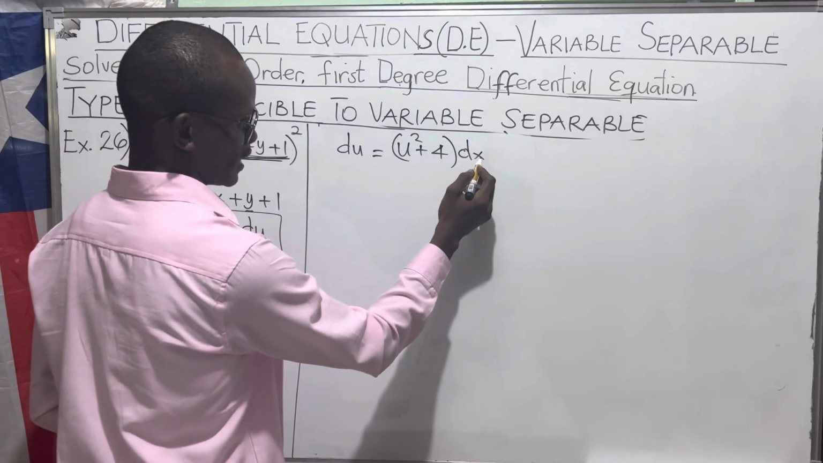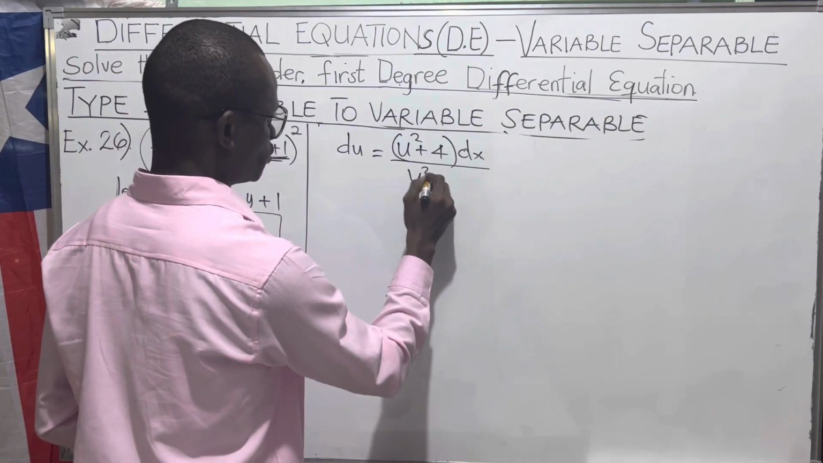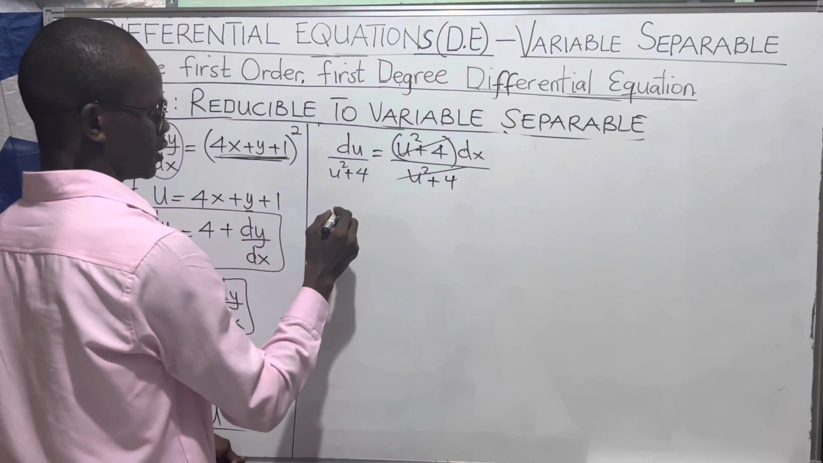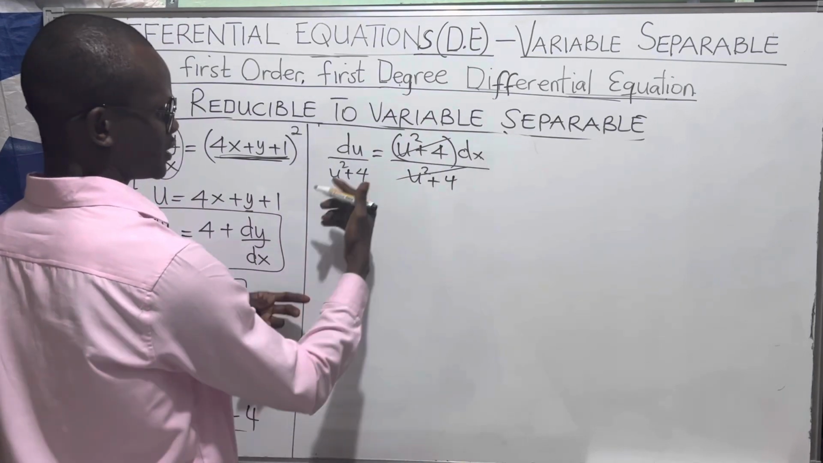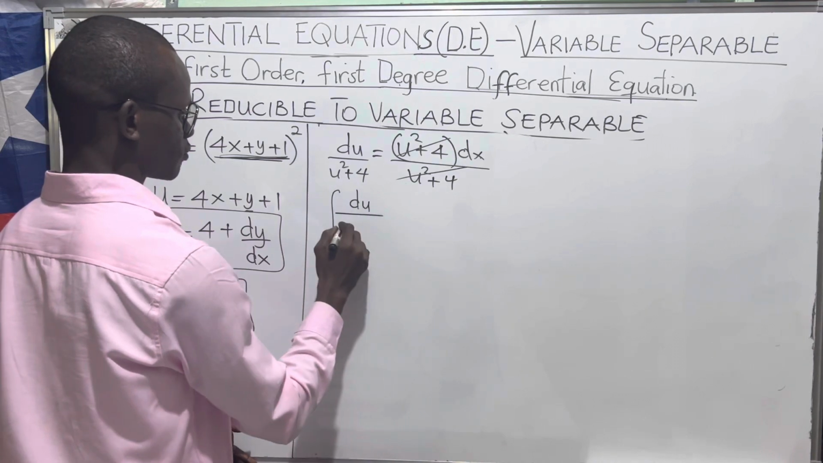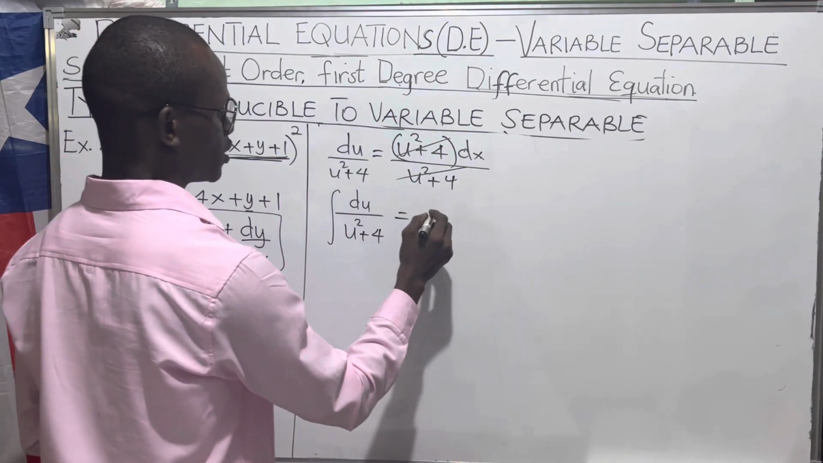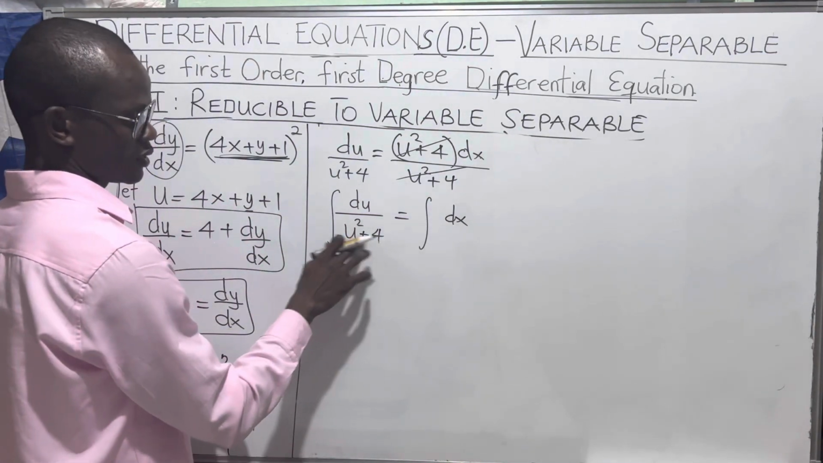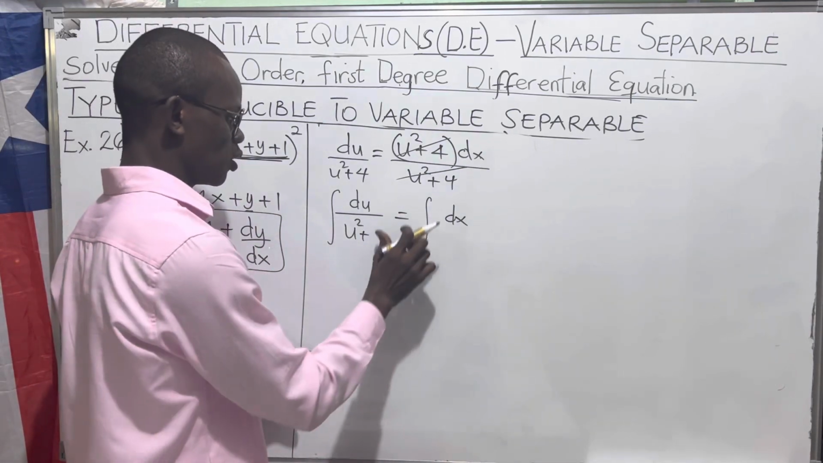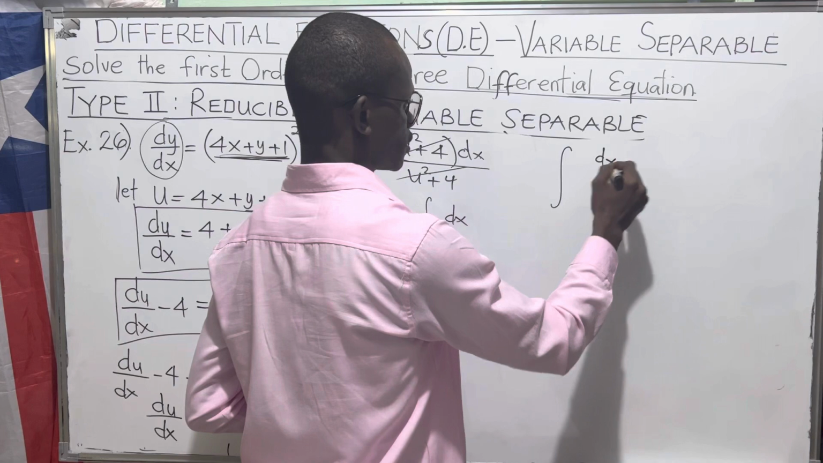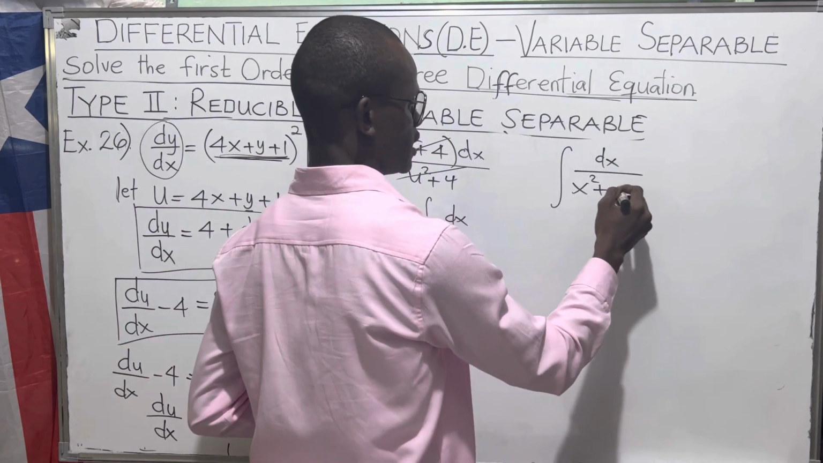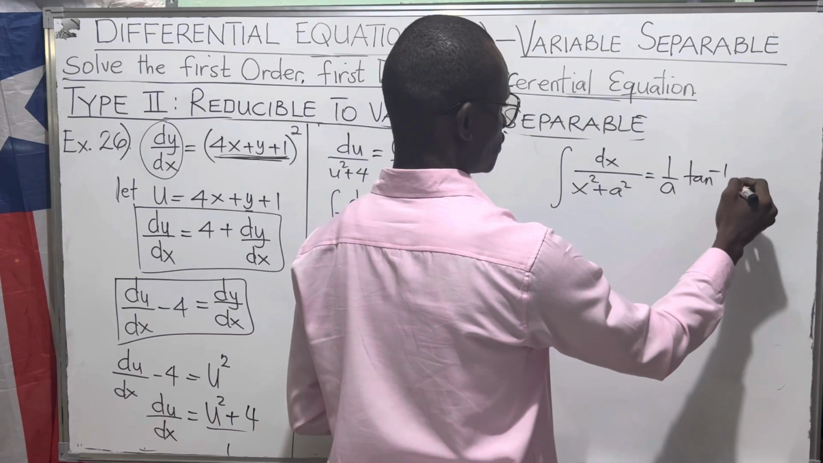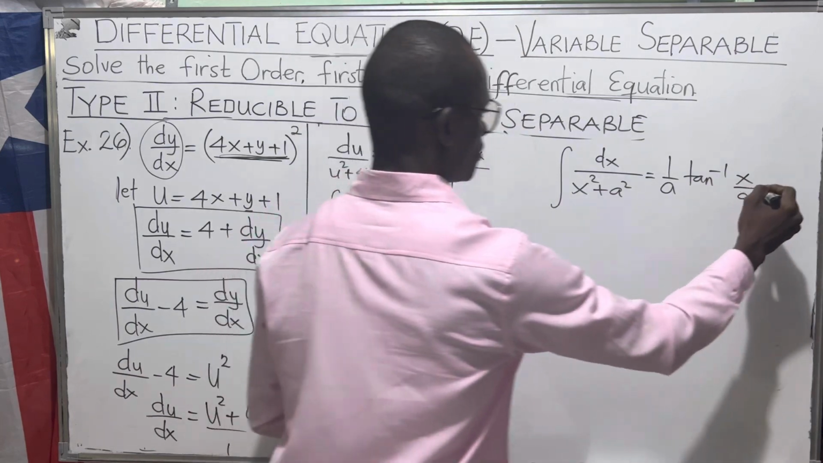Now this is u and this is x, so we need x here, right? So we can divide all sides by u squared plus 4, and this and this go out. Now the variables have been separated, so we can integrate both sides: the integral of du over u squared plus 4 equals the integral of dx. Now this appears in the form of the integral of dx over x squared plus a squared, which is equal to 1 over a tangent inverse of x over a plus some arbitrary constant c.